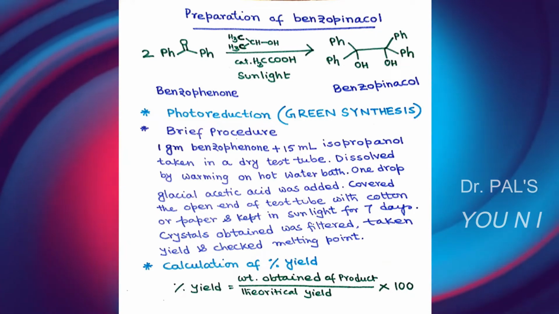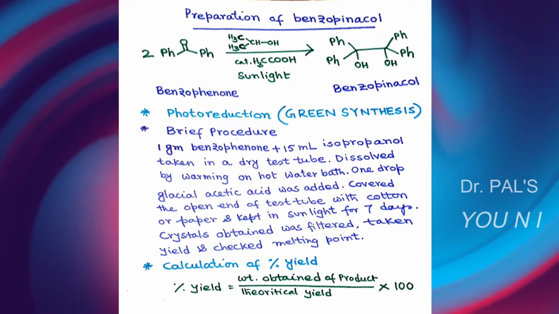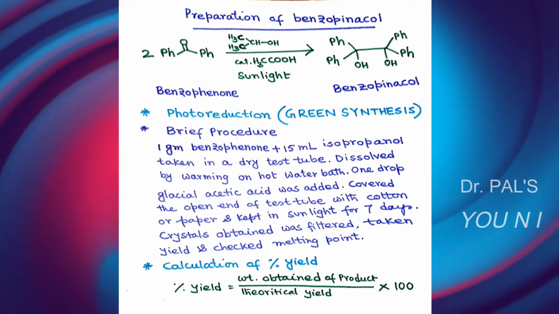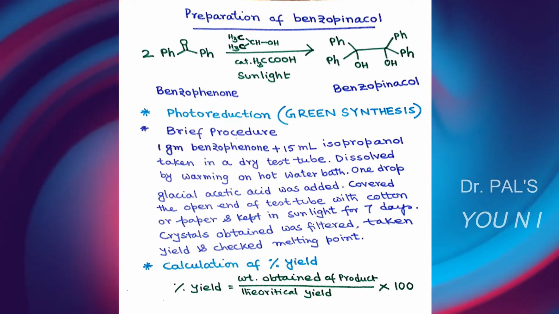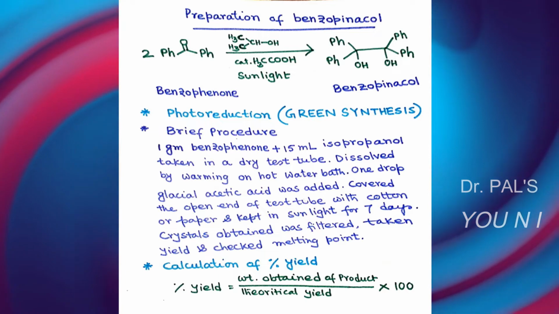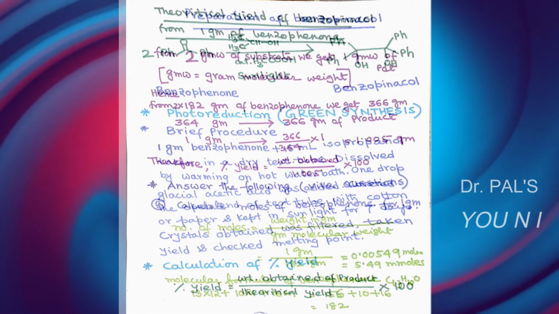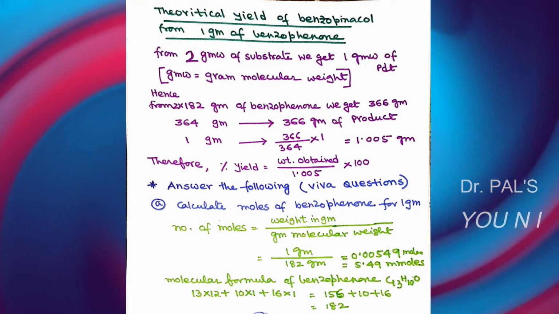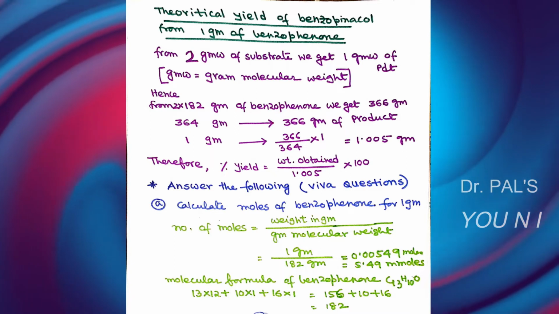Now, coming to the calculation of the percentage yield. If we want to calculate the percentage yield, we have to follow one formula: the percentage yield is equal to the weight obtained of the product divided by the theoretical yield of the product, multiplied by 100. Now let us calculate the theoretical yield of benzopinacol from 1 gram of benzophenone.